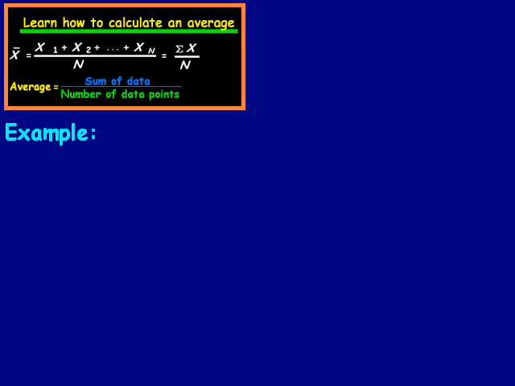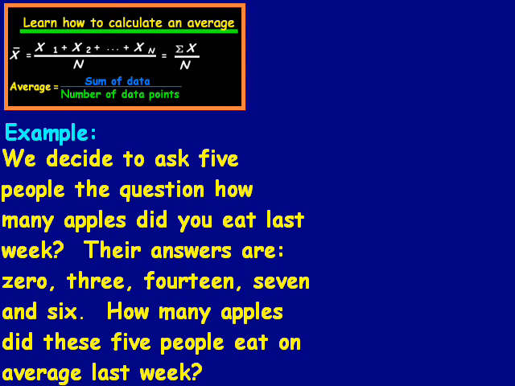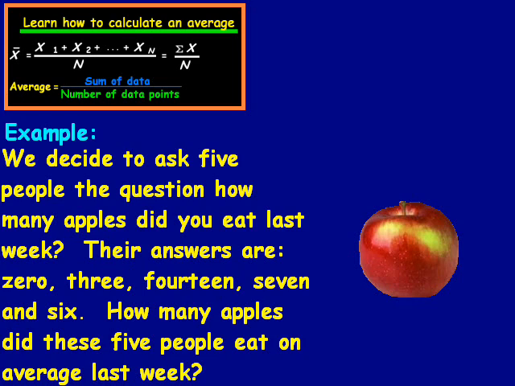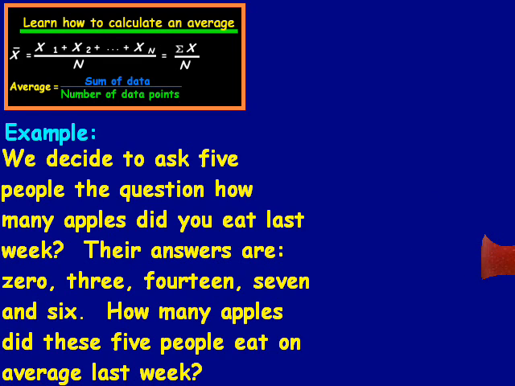Here's an example of how we'd go about that. We decide to ask 5 people the question, how many apples did you eat last week? Their answers are 0, 3, 14, 7, and 6. Basically, we want to know how many apples did these 5 people eat on average last week? And the key question is, what is the average?